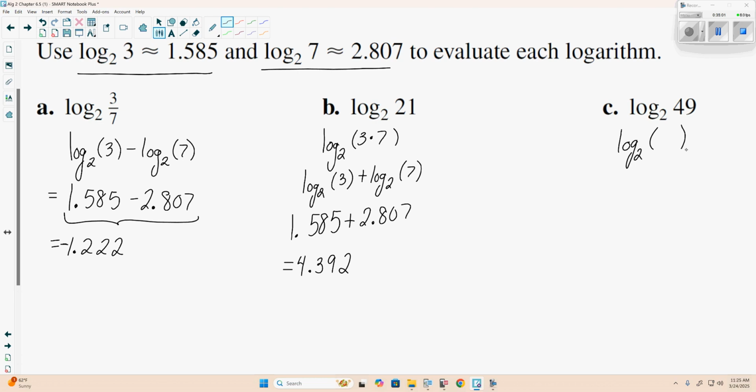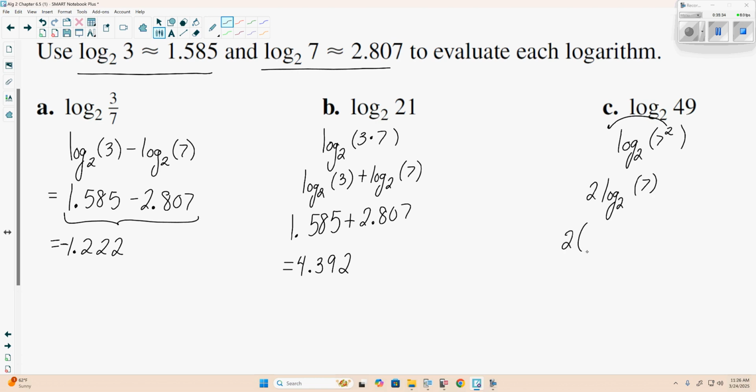Log base 2 of 49. So we need to use 3 and 7, because those are the two numbers they gave us, to rewrite 49. 7 times 7 is 49, or we could say that it is 7 squared. Our exponent property says we can move the 2 to the front, giving us 2 times log base 2 of 7.